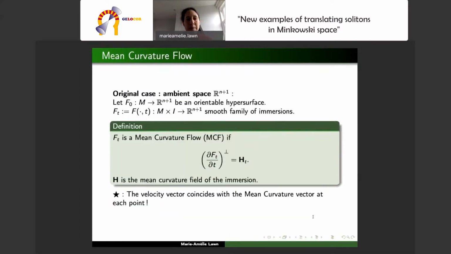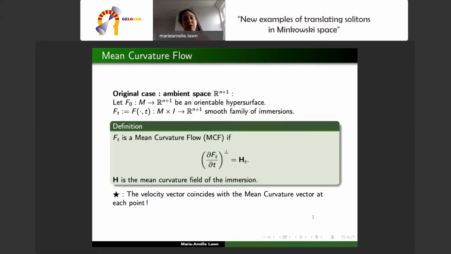So now I'm going to define, because that's the purpose of this talk, what the mean curvature flow is. As I said, we have a mean curvature field which is defined at any point on the surface, and this field is normal to the surface. Of course, since we have a field, we can define a flow, and the idea of the mean curvature flow is just to deform the surface and let it evolve along this normal flow of the mean curvature.